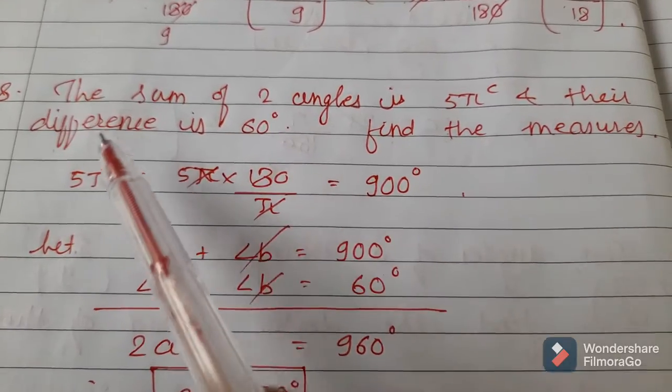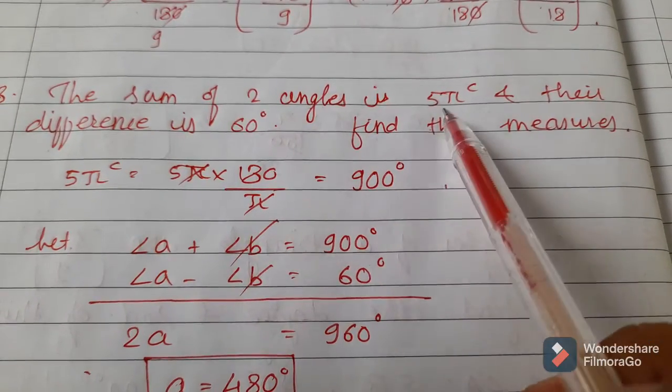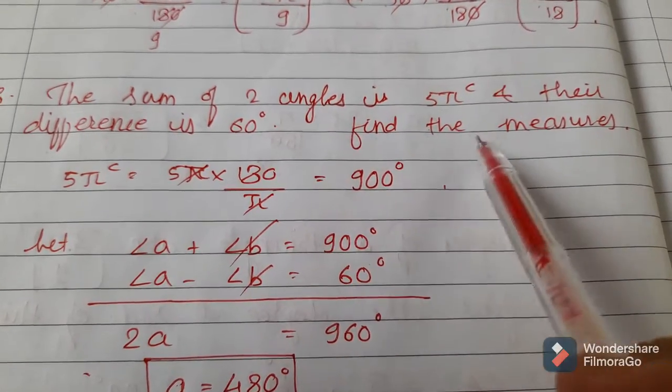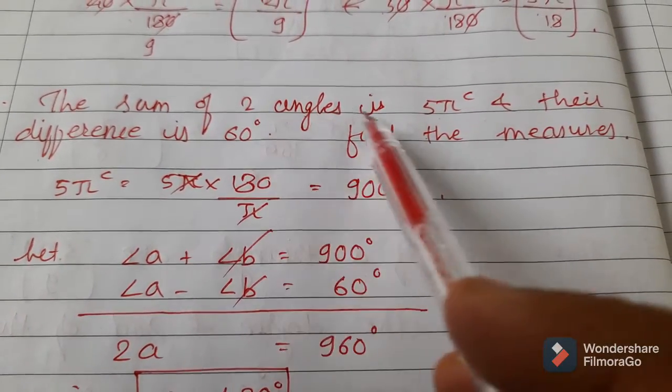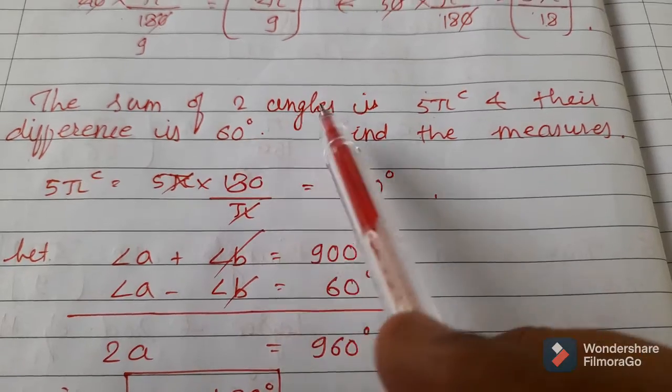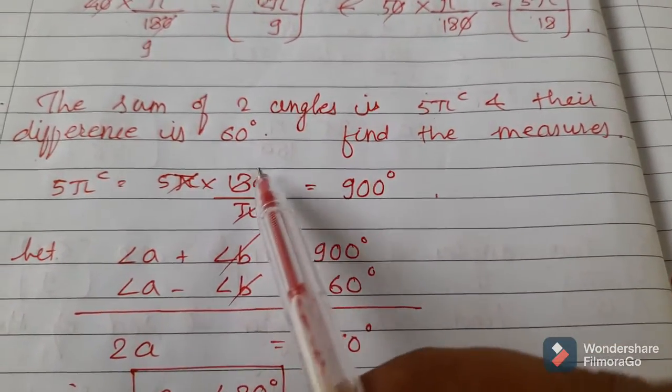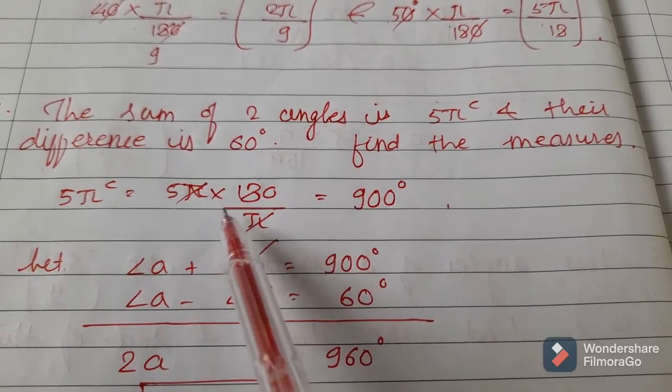Eighth one is a bit different. The sum of two angles is 5 pi radians and their difference is 60 degrees. Find the measures. Now they have given the summation in radians and difference in degrees. So let us convert this 5 pi radians into degrees first, by multiplying by 180 by pi, the pi will get nullified.